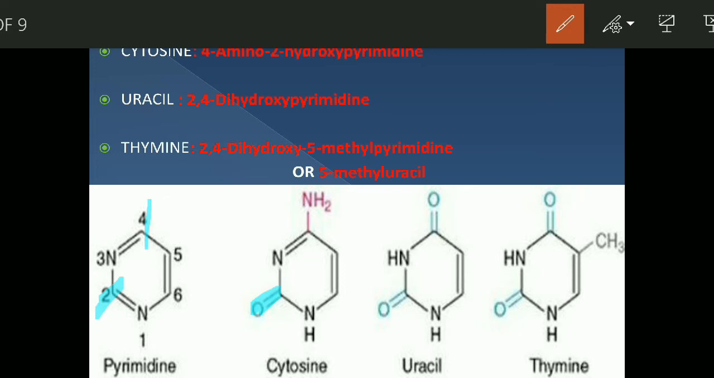Similarly, in uracil, the IUPAC name is 2,4-hydroxypyrimidine, and on the second and fourth position we find the phenomenon of tautomerism, where the carbon prefers to form keto groups. And exactly the same structure is in thymine, just that there is a small change. In thymine, on the fifth position we have the CH3 group. Otherwise it's completely the same as that of uracil, and that's why it's commonly called 5-methyl uracil.